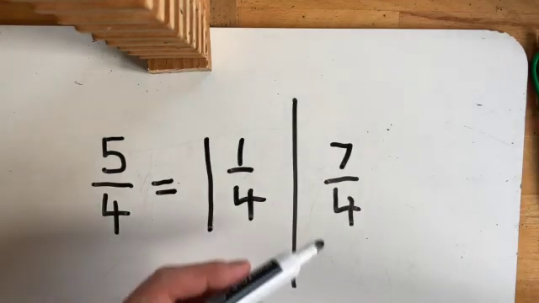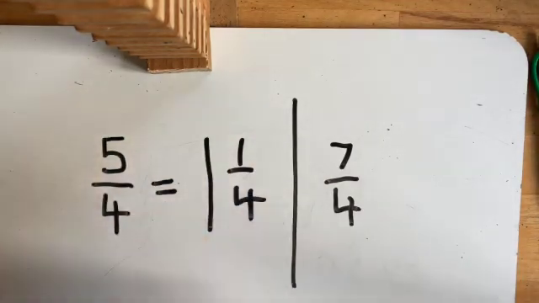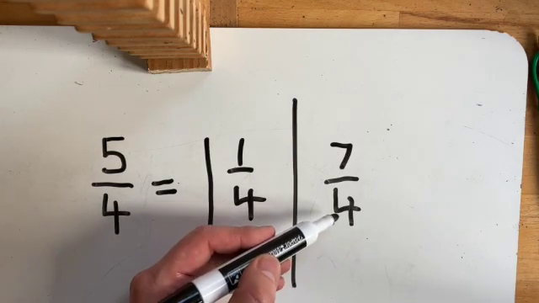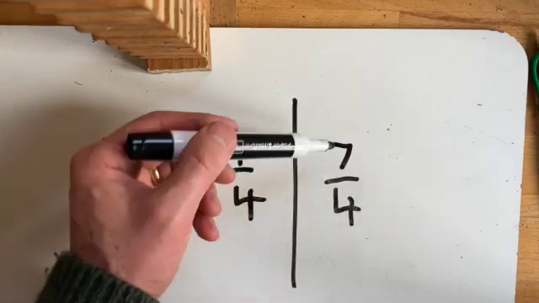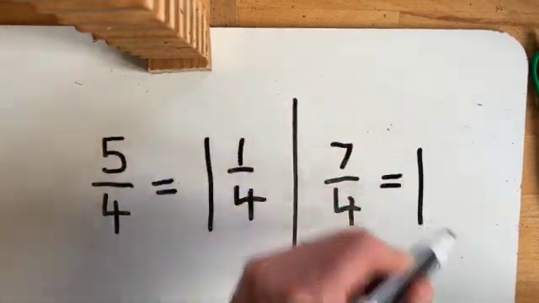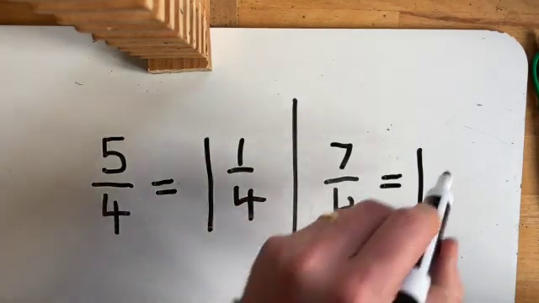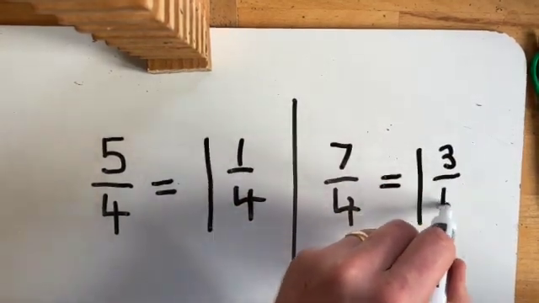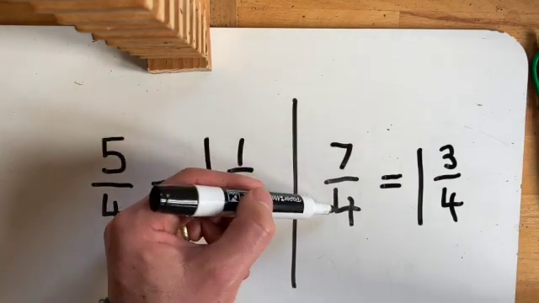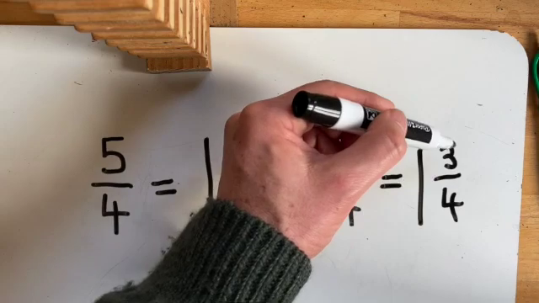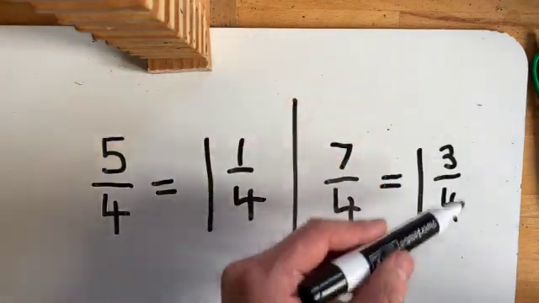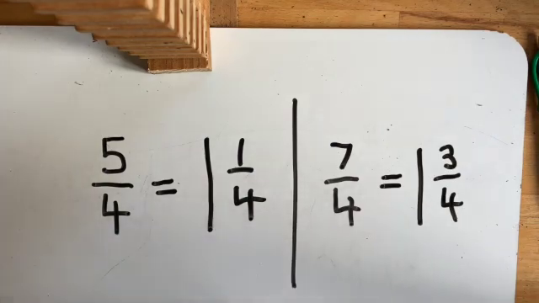Let's try another example. Here we've got 7 quarters. Again, we need to think, how many quarters are there in 1 whole? There are 4. So 7 divided by 4 is 1. There's 1 four in 7, and there are 3 quarters left over. So 7 divided by 4 is 1, remainder 3. So the remainder is the numerator on the fraction. So we're still using quarters.